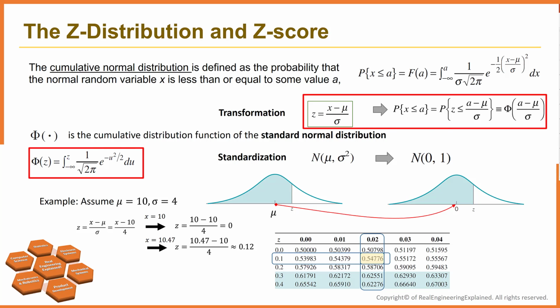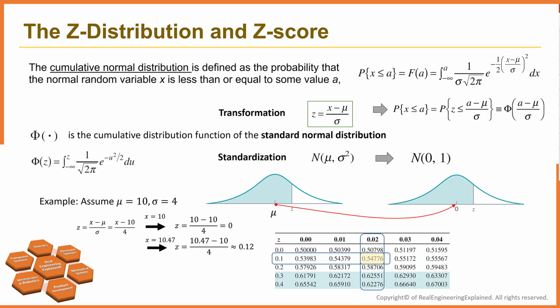This is the formula to transform the normal distribution x to the standard normal distribution z. Look at this example. The mu is 10 and the sigma value is 4. We can easily convert the normal distribution with these values to the z distribution. Just plug in the mu and sigma in the transformation equation. Then you can easily find the z-value or z-score for any value of x.